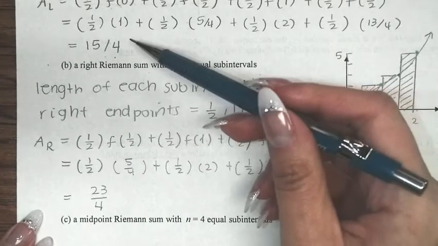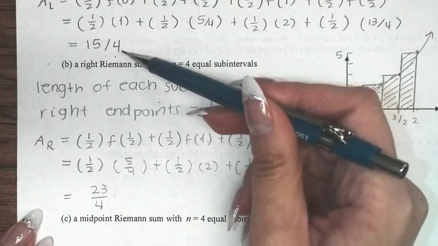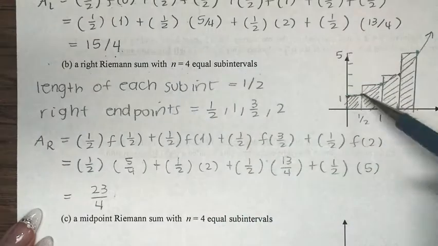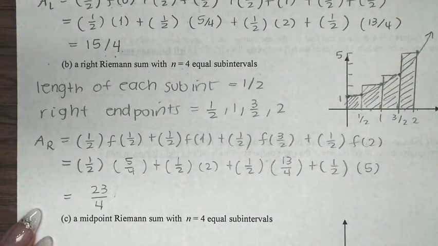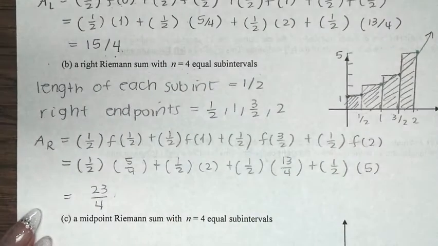Obviously, if you compare these two numbers, you can see that this is an overestimation, this is an underestimation in this situation because my function is increasing. Okay, so you know that the actual value of the area under the curve is in between these two. Okay, in case that you were wondering.